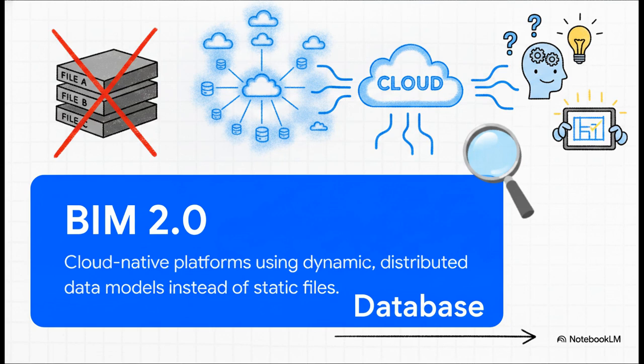So, what exactly is BIM 2.0? By definition, we're talking about modern platforms that replace those static files with distributed graph-based data models. Instead of saving a clunky, gigabyte-sized file, your project lives as a fluid database in the cloud. And because it's a database, the software acts way more like an intelligent assistant. You aren't just using it to spit out 3D drawing sets anymore. The platform actually helps you shape design decisions in real time.